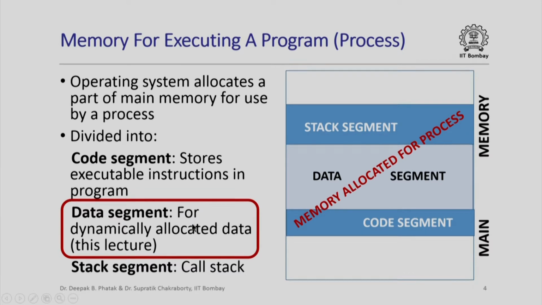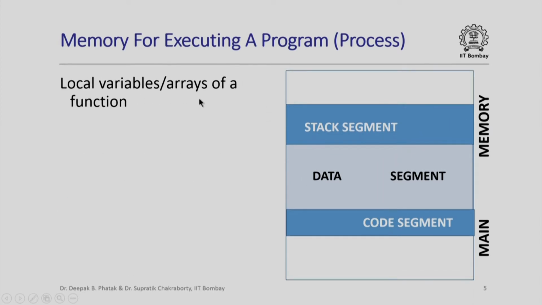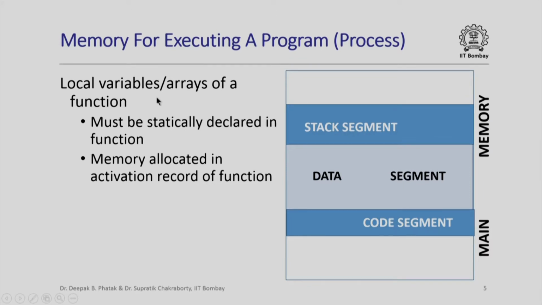In this lecture and the next, we are going to see how this data segment is used for storing dynamically allocated memory locations. Now, the local variables or local arrays of a function are statically declared in the body of the function. We have to declare all the local variables and arrays that we want to use in a function. As a result, the memory for each of these variables and arrays is allocated in the activation record of the function when the function is called.